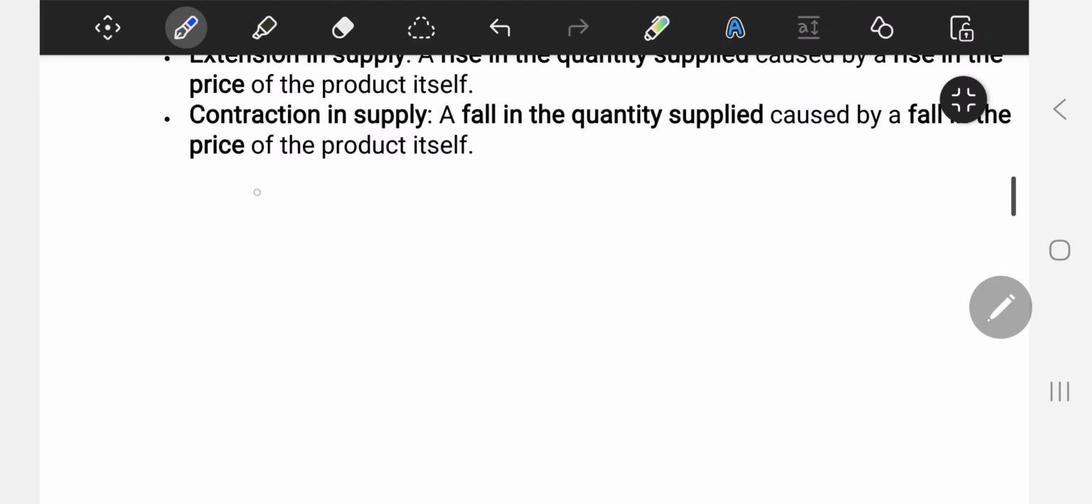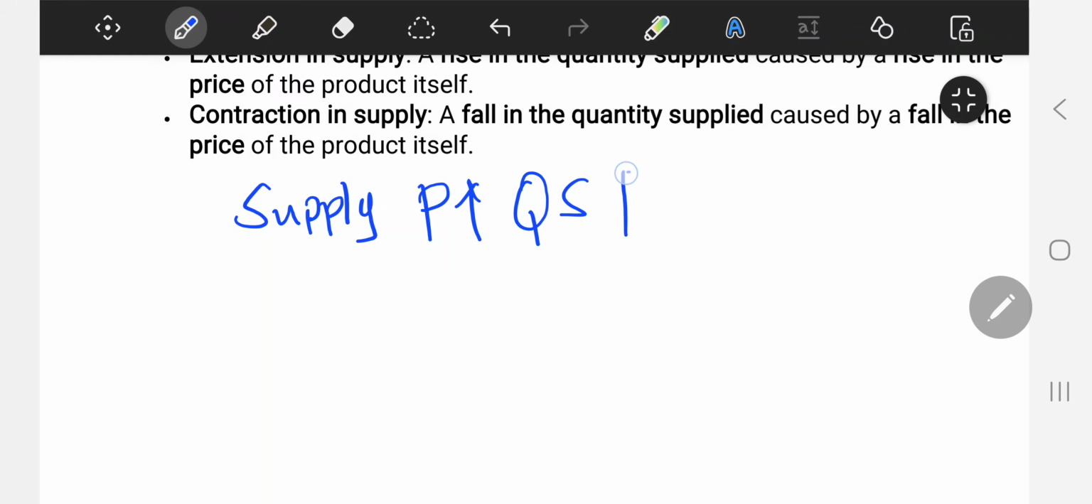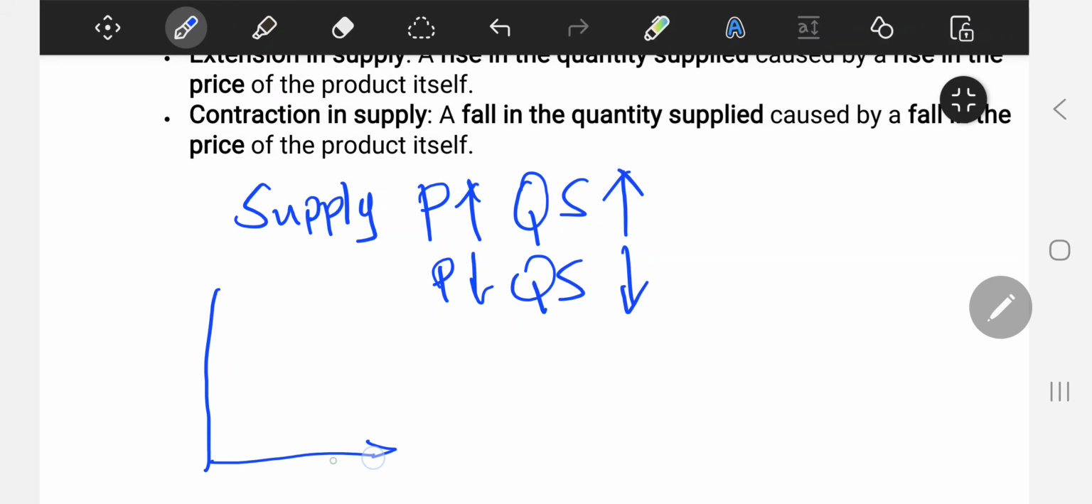So for supply, when price goes up, quantity supplied also goes up, and the vice versa is true. When the price goes down, quantity supplied also goes down. Right, so let me show you what an extension looks like on a graph, and this is a simple supply curve. So it's sloping upwards.